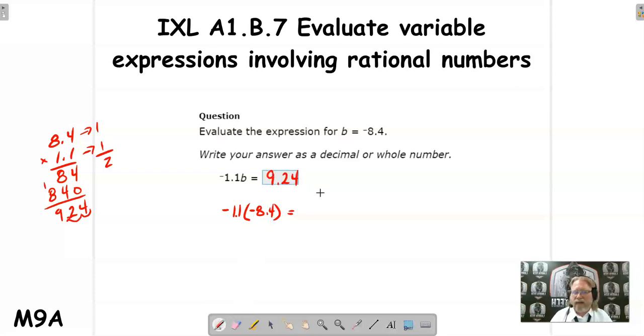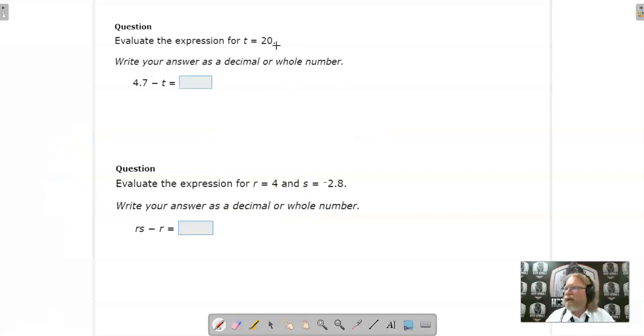9.24. Outstanding. All right. Next page. T equals 20. They want us to evaluate the expression 4.7 minus t. So I'm going to write 4.7 minus and then the parenthesis. And I'm just going to fill it in. And it says it's 20. So I need to know 4.7 minus 20.